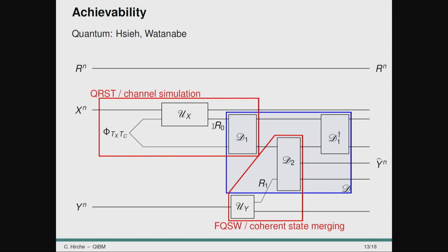And then after the helper has done his part of the job, we use a protocol called the fully quantum Slepian-Wolf protocol, or coherent state merging, to bring the systems to the right place in order to achieve our task. So just puzzling together these elementary protocols, we get the optimal rate for the assisted source coding, which then is related to the information bottleneck, giving an alternative operational interpretation.